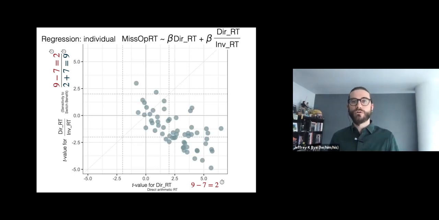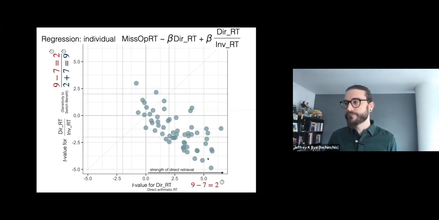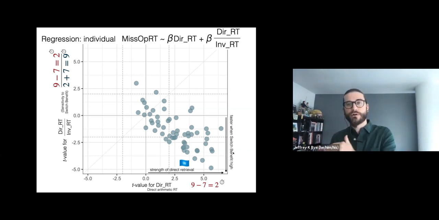And what we see is overall, there's a relationship apparent between the strength of direct retrieval. So here, as you go more positive, that means stronger relation between your missing operand RT and the direct match arithmetic verification RT, which is something we might consider a measure of fluency. So if you're more fluent with your arithmetic facts, then maybe that's what you're recruiting in thinking about these missing operand problems. On the y-axis, we see the more negative you go, that means you're reducing your RT as a function of this switch benefit.